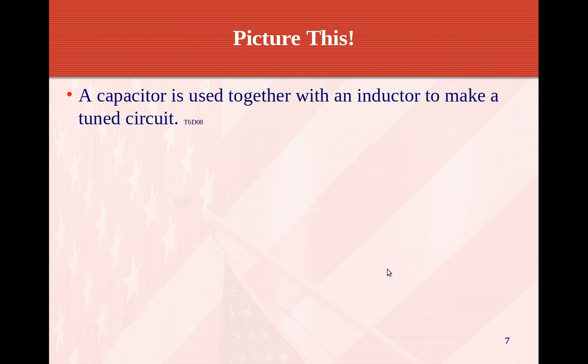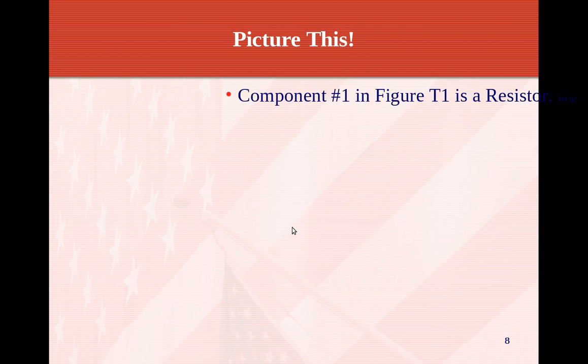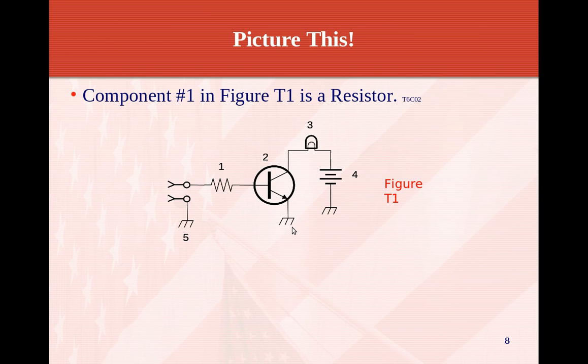A capacitor is used together with an inductor to make the tuned circuit. A simple series resonant tuned circuit consists of an inductor and capacitor connected in series. So this is series, this is parallel resonance, or a tank circuit. So minimum resistance or impedance at resonance. This has a maximum impedance or resistance at parallel resonance. And in the General radio license, it gets into more details on resonant circuits.